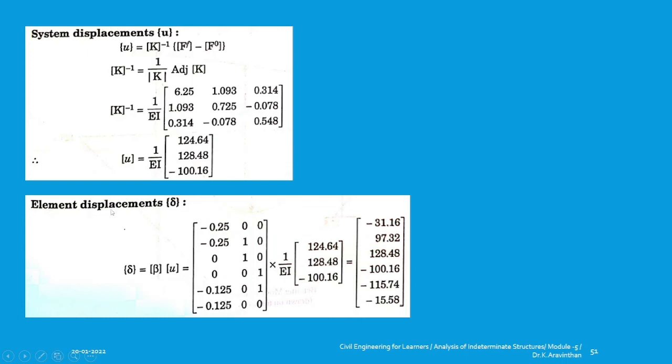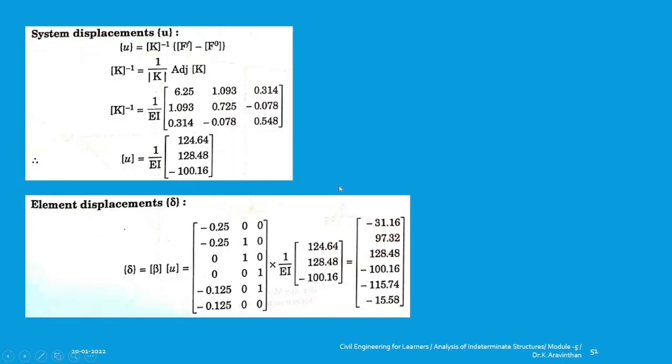Okay. Now element displacement matrix, beta into U. Now this is your U and this is your beta. So first row into this column, and if you are doing that, minus 0.25 into 124 will be this answer. Likewise, multiply this row into this column and your answer will be element displacement matrix. And what is P dash equal to K into delta? Now you know small k, and delta you have found out here. Multiply row into this column, you will be getting P dash as this answer.